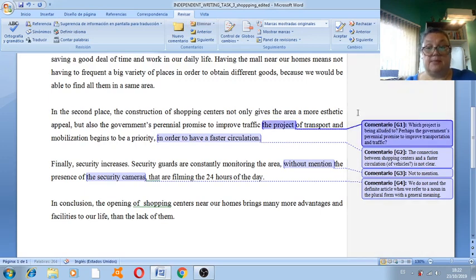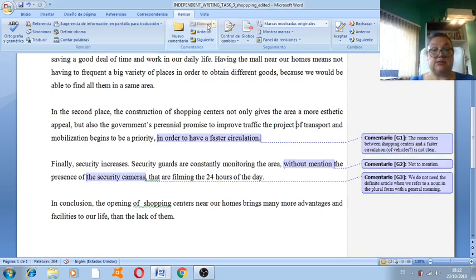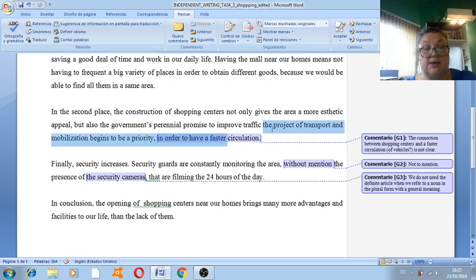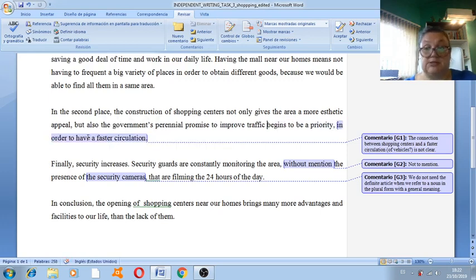Okay? Now let's remove this comment. So, but also the government's perennial promise to improve traffic, the project, sorry, no, this is wrong. But also the government's perennial promise to improve traffic begins to be a priority. And then you add, in order to have a faster circulation.